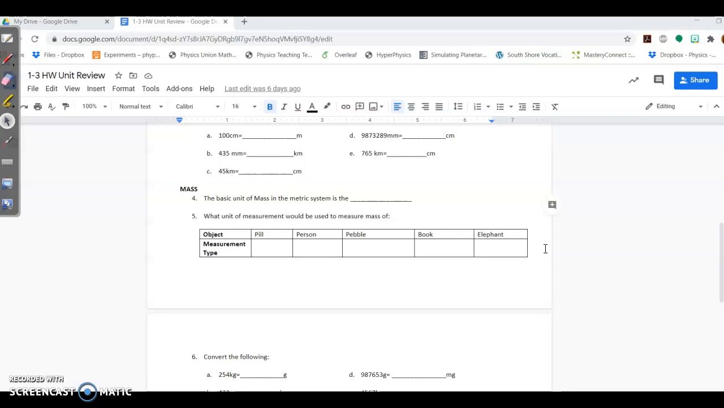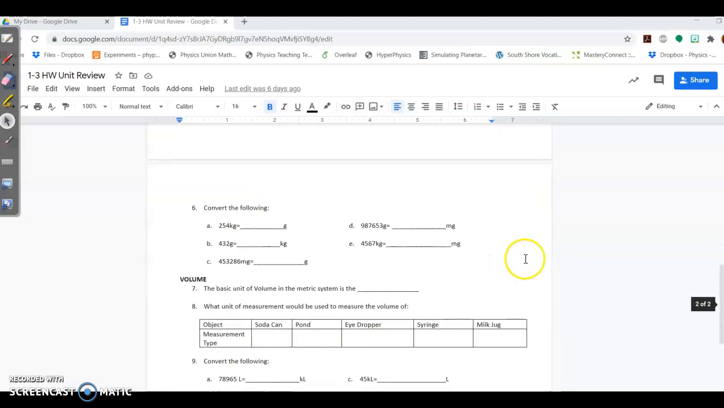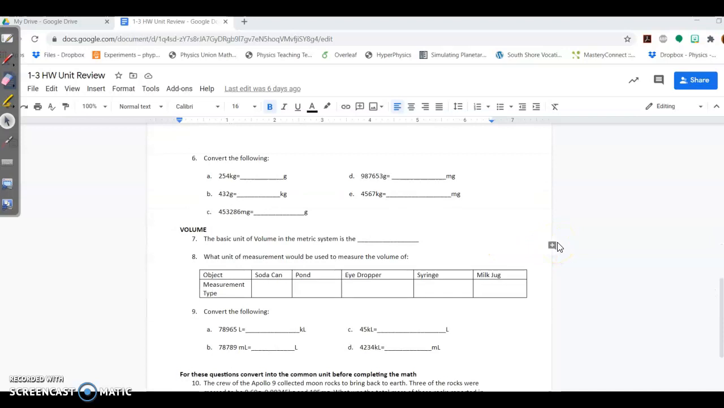All right, moving on to page 2. Convert the following. 254 kilograms is 254,000 grams. 432 grams is 0.432 kilograms. 453286 milligrams is 453.286 grams. 987,653 grams is 987,653,000 milligrams. 4,567 kilograms is equal to 4,567,000,000 milligrams.